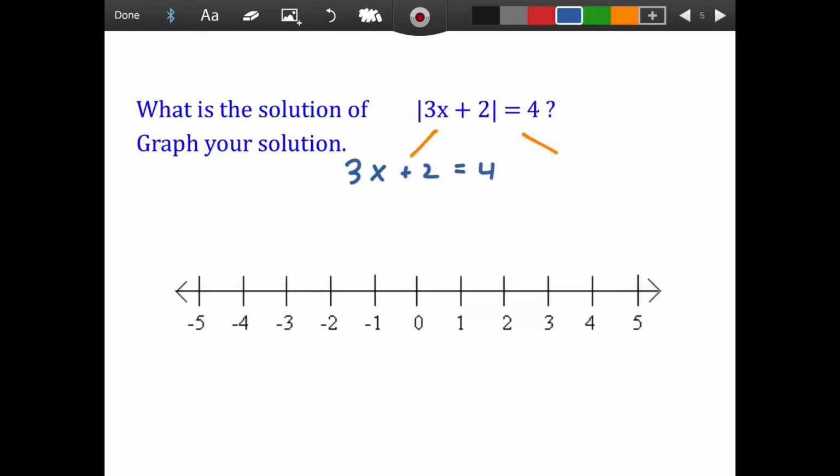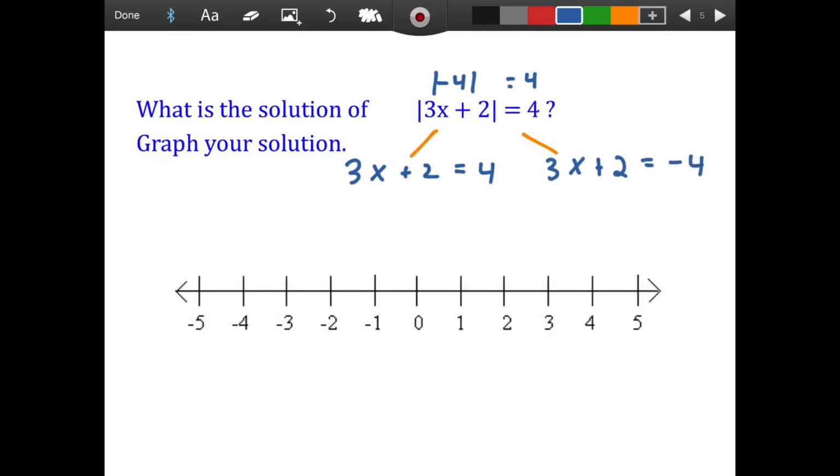The other solution, we want to figure out an x value that makes us have negative 4 inside this absolute value, because that's still going to give us a solution of 4. So this equation is going to be 3x plus 2 is equal to negative 4. So when you're creating your second equation, you're just flipping the sign or making it negative.